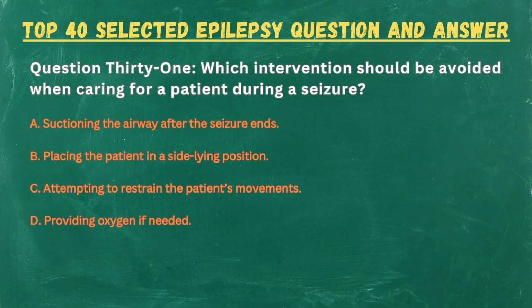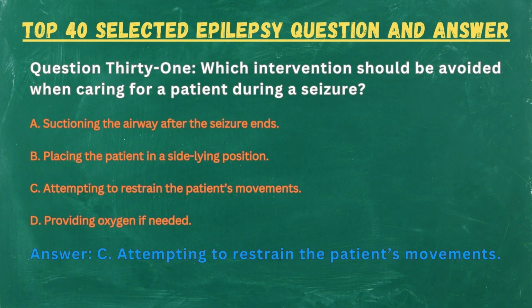Question 31. Which intervention should be avoided when caring for a patient during a seizure? A. Suctioning the airway after the seizure ends. B. Placing the patient in a side-lying position. C. Attempting to restrain the patient's movements. D. Providing oxygen if needed. Answer: C. Attempting to restrain the patient's movements.